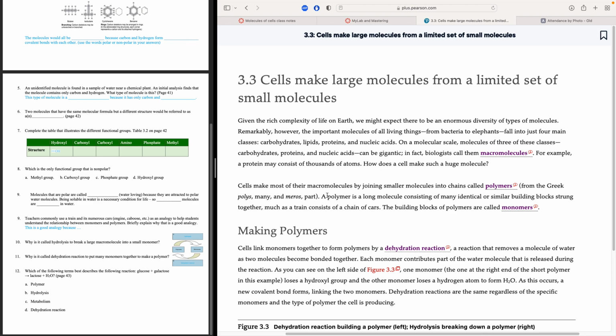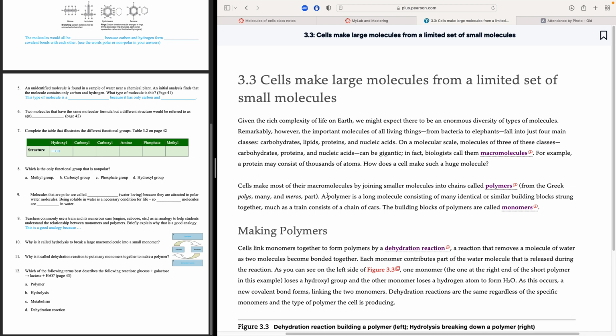So this question right here, teachers commonly use a train and its numerous cars as an analogy to help you understand monomers and polymers. The individual cars are monomers, mono meaning one, and a mer is a building block, one building block like a little Lego piece. You add another one together, now you have a dimer. You have another one, and now you have a trimer. And then you could have a quaternary mer. You start losing track, and you just start calling it a polymer, poly for many. So usually monomer, dimer, trimer, and then you just call it a polymer after that.